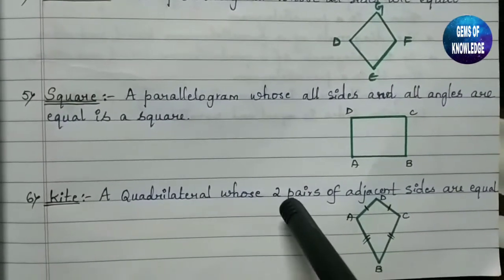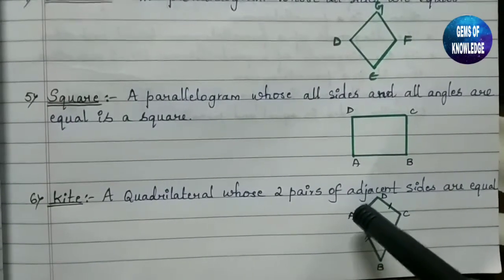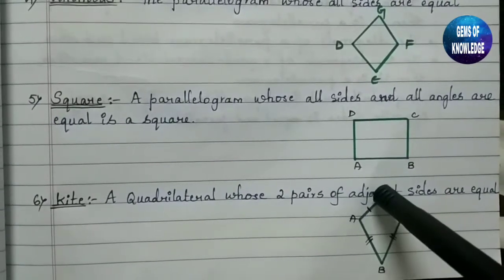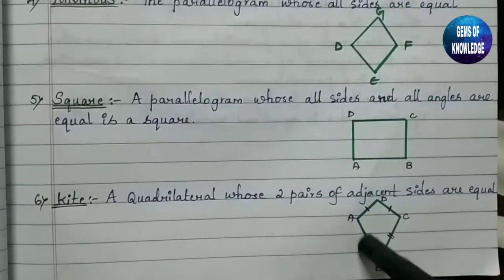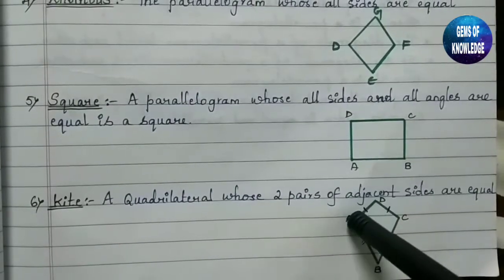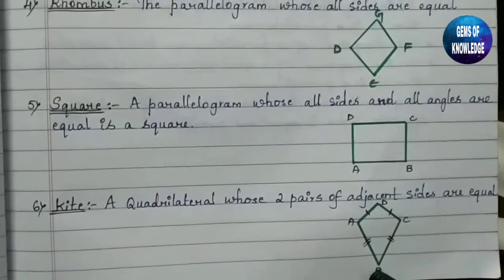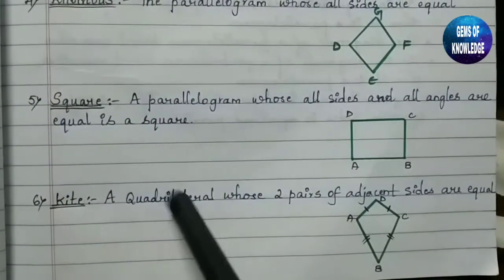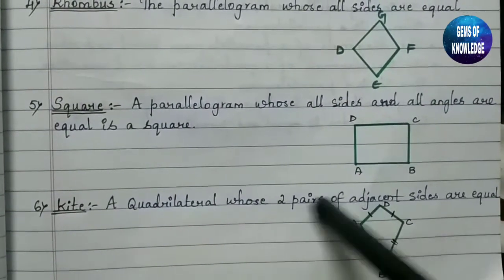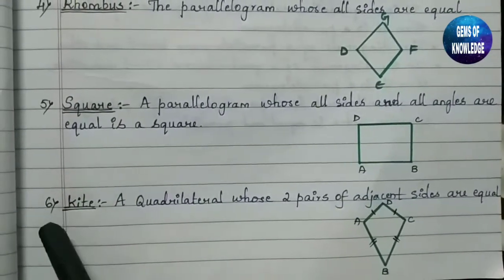Okay, so the last one is a very special type of quadrilateral, that is nothing but a kite. So a quadrilateral whose two pairs of adjacent sides are equal. So you can see what are the adjacent sides. Adjacent sides are nothing but the neighboring sides. Okay, so here AD is equal to DC and AB is equal to CB. So by the figure itself you can identify these two are equal sides, whereas these two below are the equal sides. Okay, so for a quadrilateral to be a kite, two pairs of adjacent sides must be equal. Then only we can call that quadrilateral a kite.